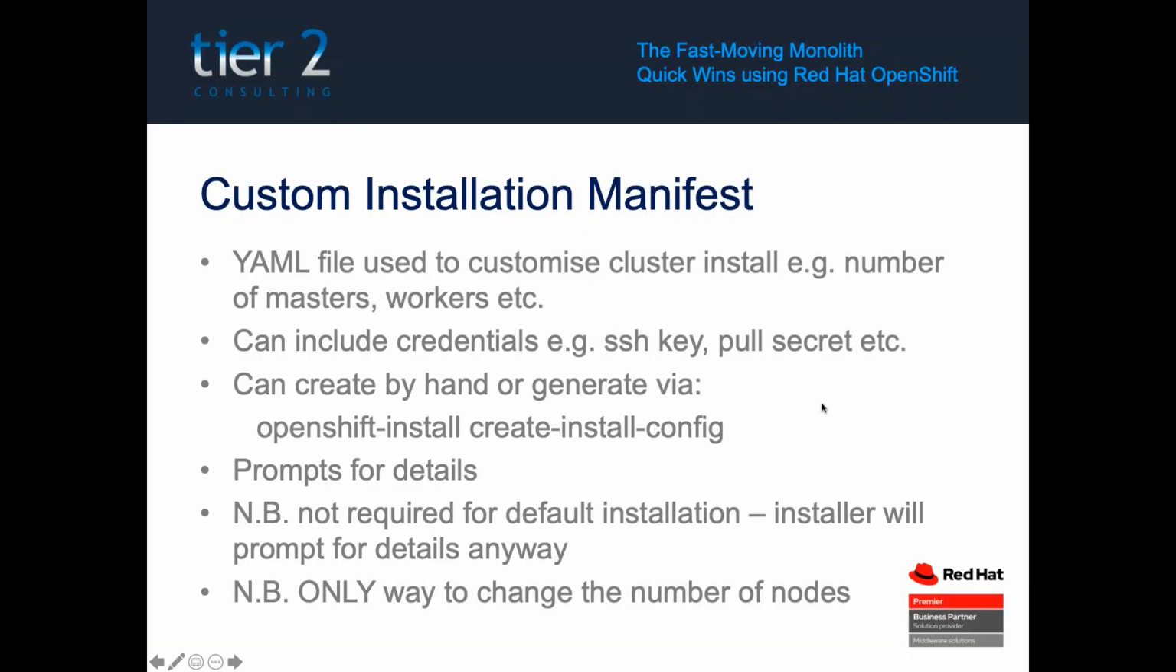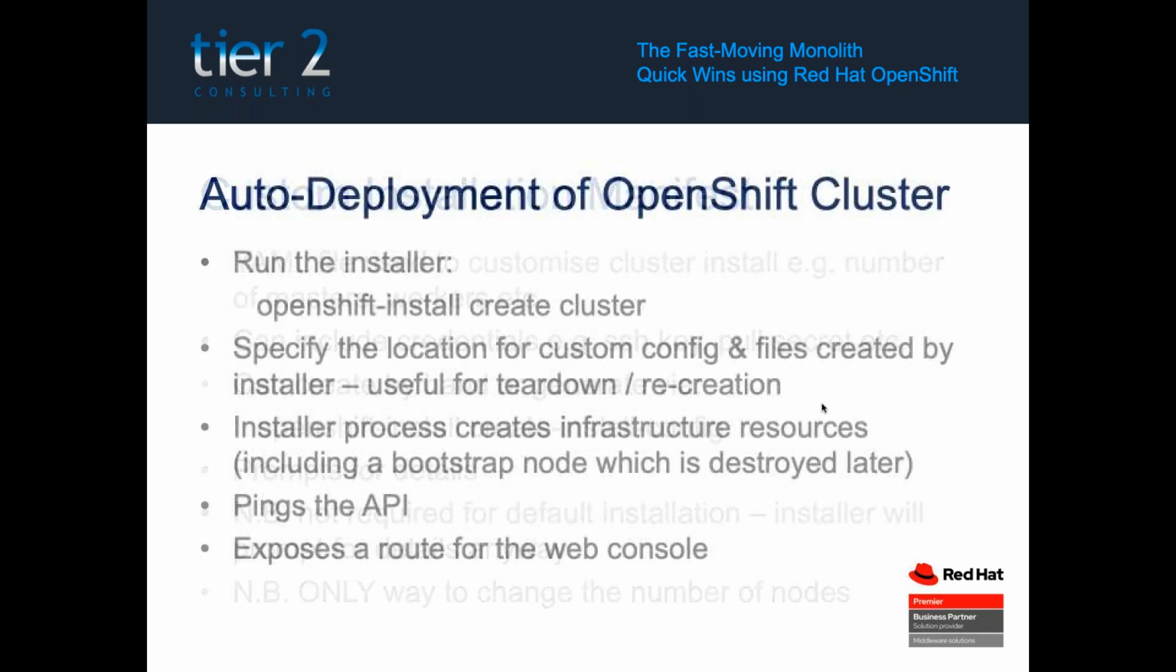So now we've got all our credentials set up, we've got our install media, we've got our custom installation config file. There's really no escaping actually doing the install, so I'm going to do that install now. We run the installer with OpenShift install, and we use the create cluster command to create that cluster. We specify a directory location for the install.